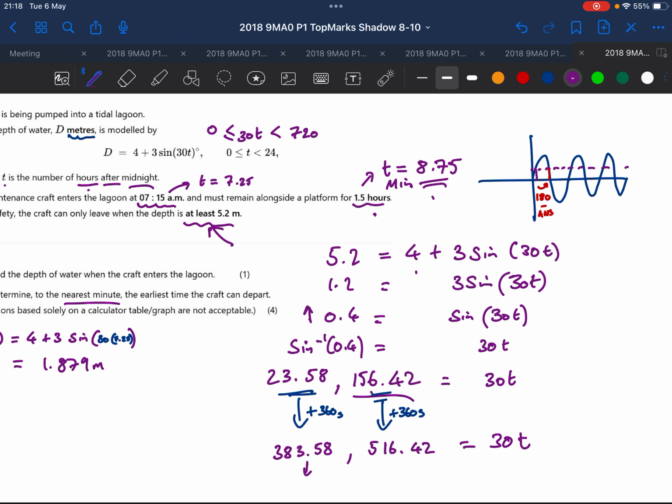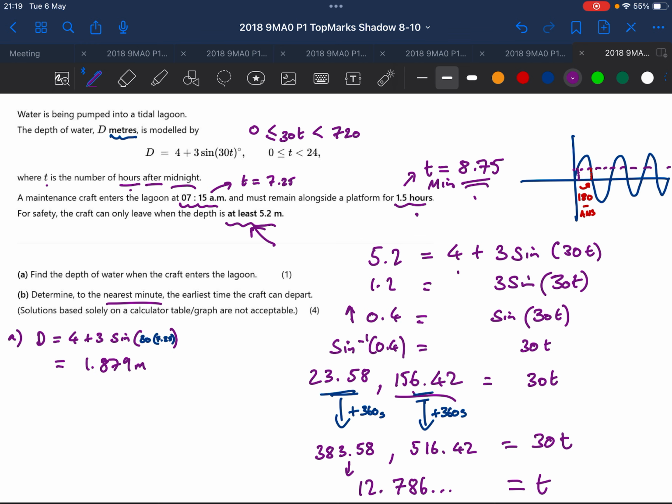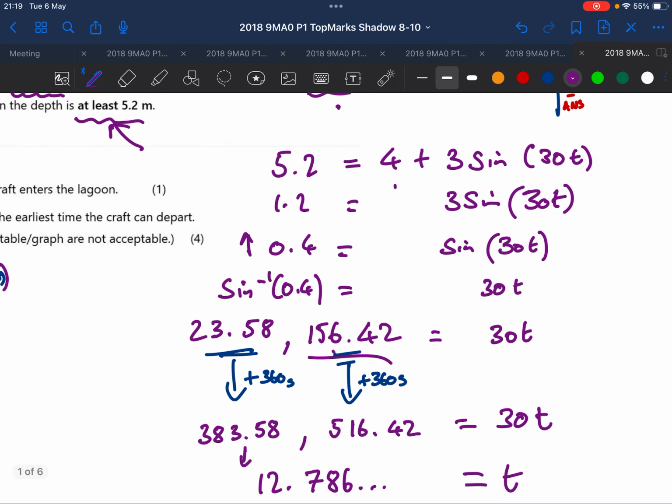So 383.58 divided by 30, I get 12.786. I get that from my t value. So that's the first amount of time after midnight that the boat can depart. I'm just going to check if I need to do anything else. So yeah, as soon as it gets to this value, it's fine, isn't it? It's fine for it to depart.